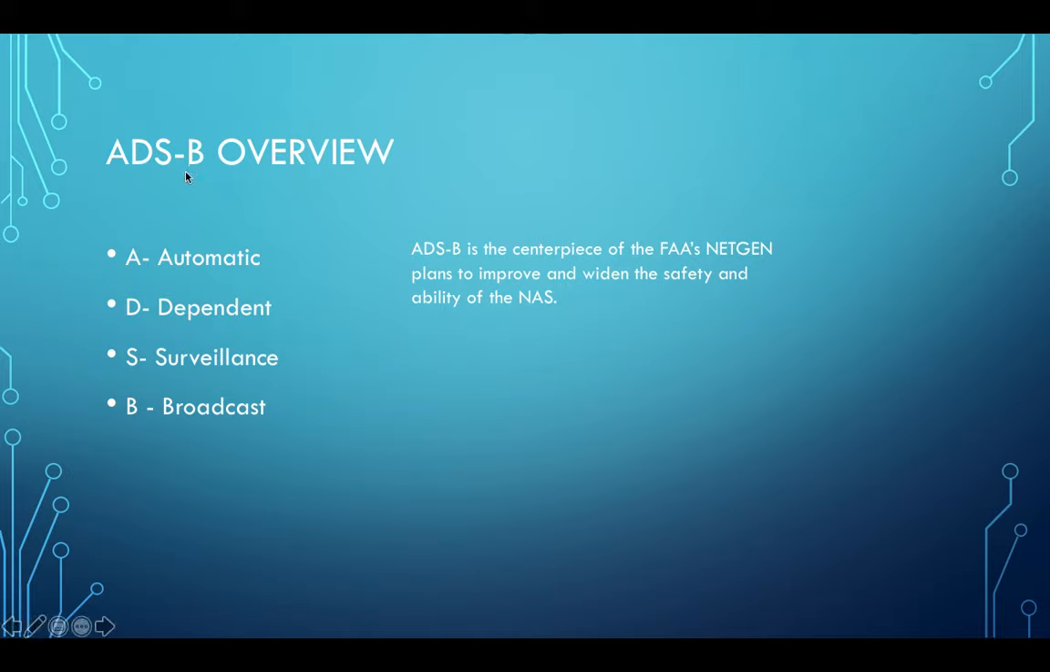So with that, ADSB simply means automatic dependent surveillance broadcast. Automatic meaning that it's always working. Once you have the equipment installed, it's always working. The dependent part means that it's completely dependent on the global navigation satellite system, or more commonly known as GPS. Surveillance means that it provides surveillance-like abilities.